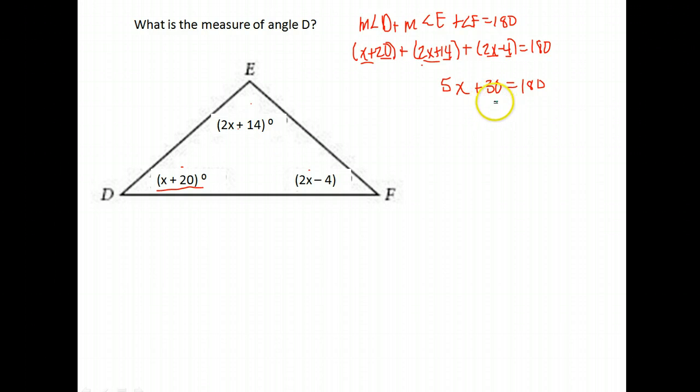We want to solve from here. We have plus 30, so we're going to subtract 30 from both sides. We're left with 5x equals 150, and we divide both sides by 5 to find x.